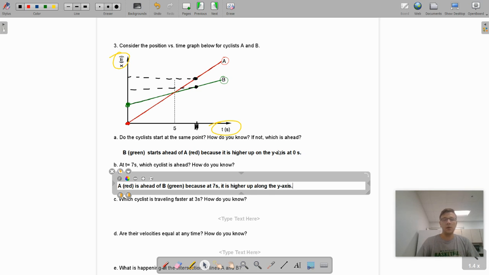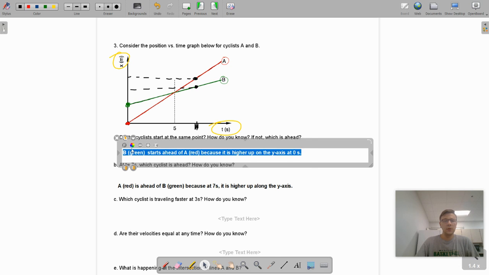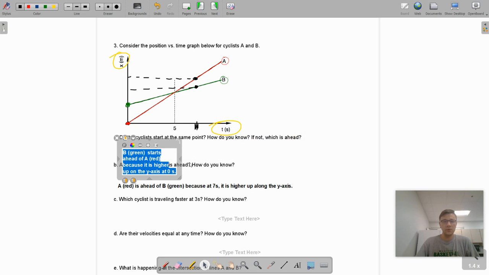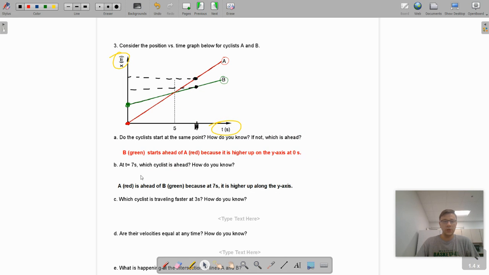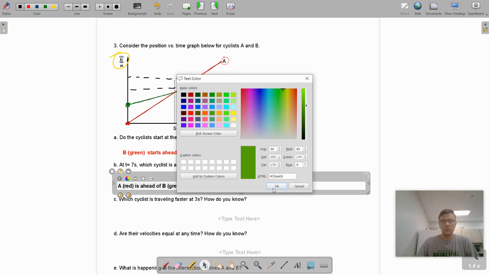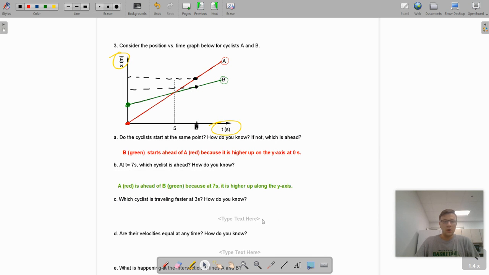Okay, so A is ahead of B because at 7 seconds, it is higher up along the y-axis. Okay. Let's make these different colors here, just so we can actually tell what is what. Okay. All right. Which cyclist is traveling faster at 3 seconds and how do you know?